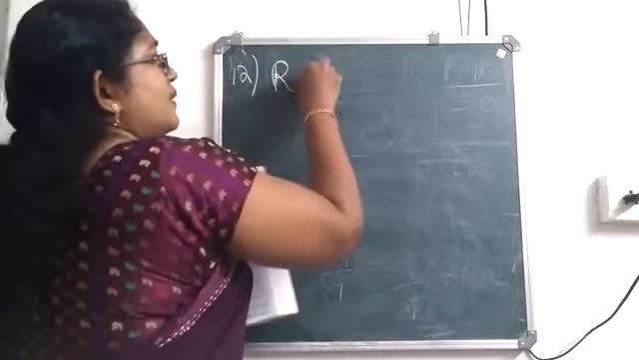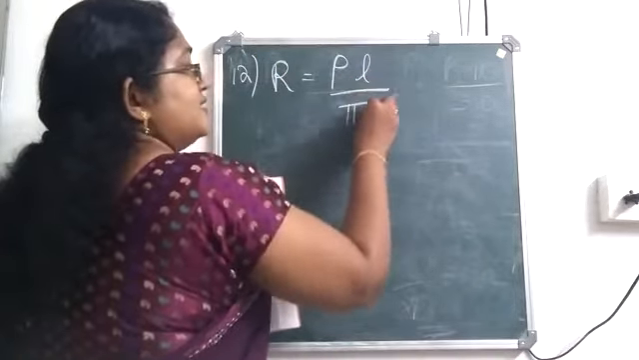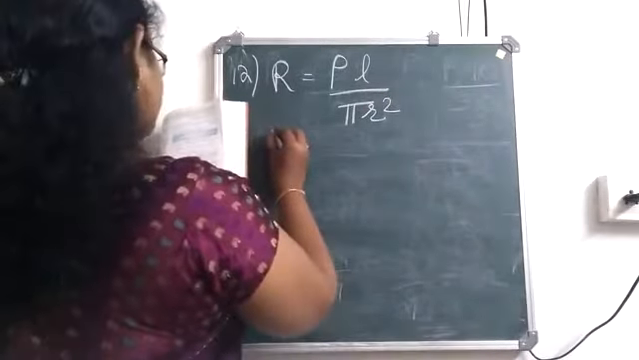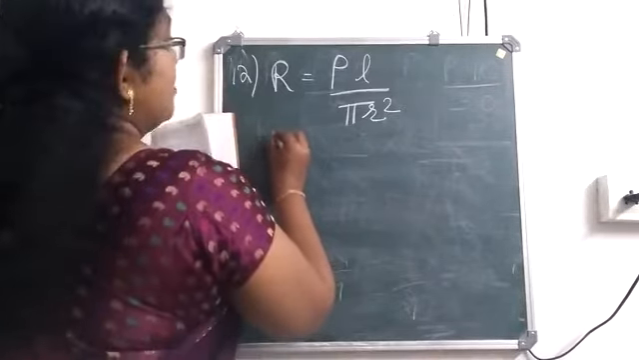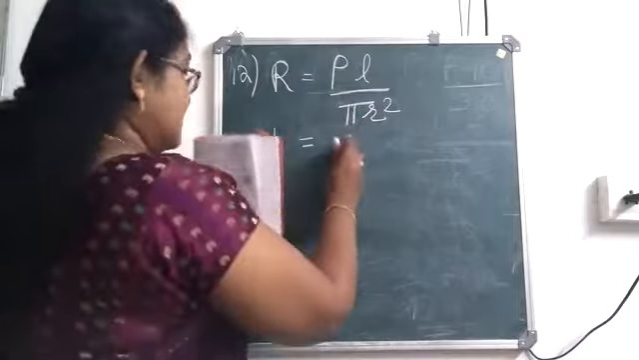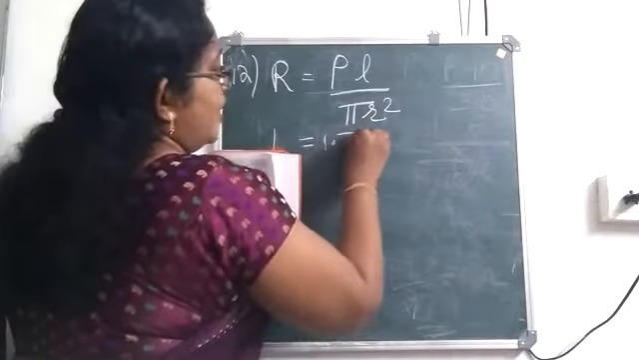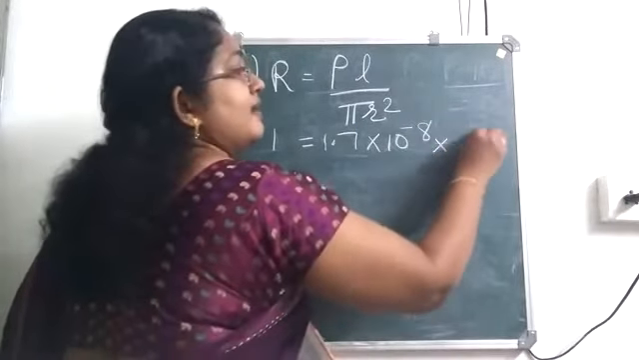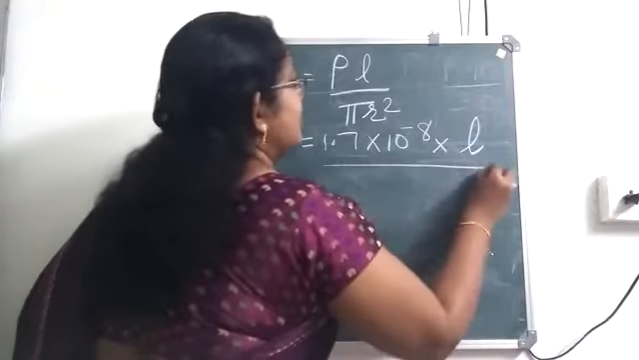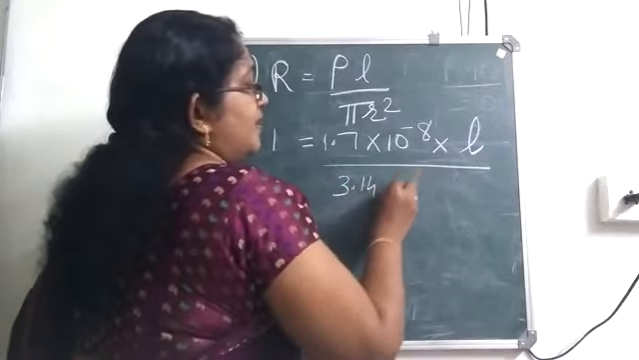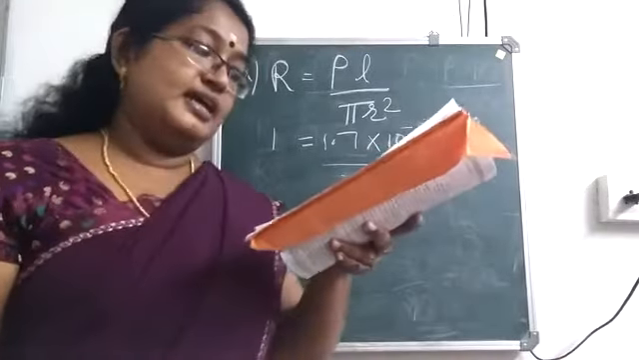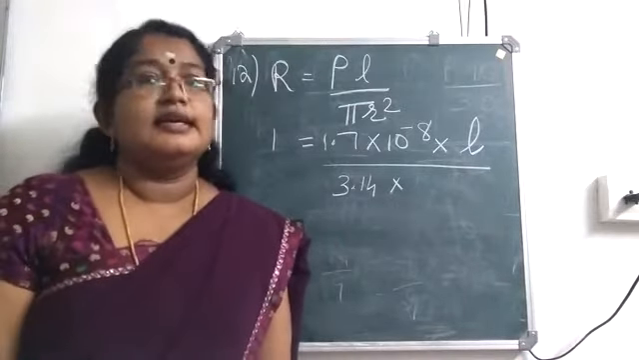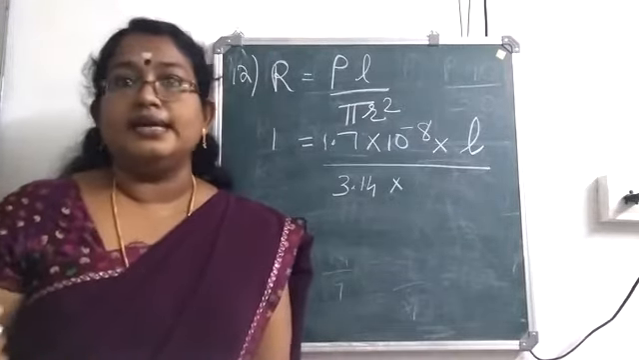So, what is our equation? R is equal to rho into L by, since radius is given, instead of A, I am writing pi r square. So, resistance of the wire is given as 1 ohm. Resistivity is 1.7 into 10 raised to minus 8. Length is what we have to calculate, divided by pi, which is 3.14. What about the radius of the wire? It is given as 1 millimeter. How to convert millimeter to meter? Into 10 raised to minus 3, isn't it? Dividing by 1000.